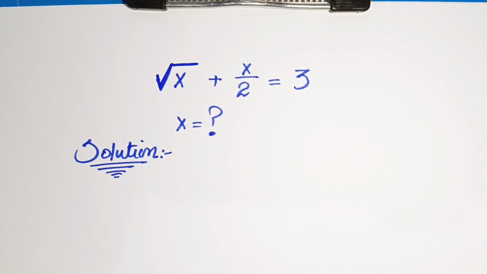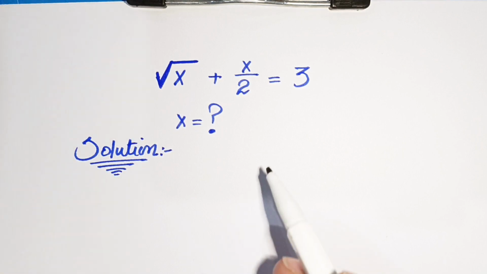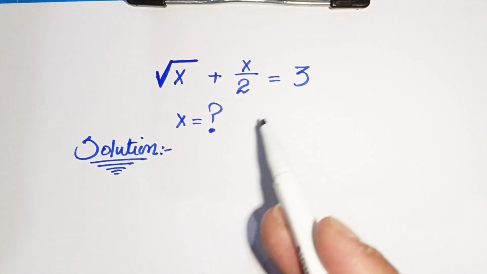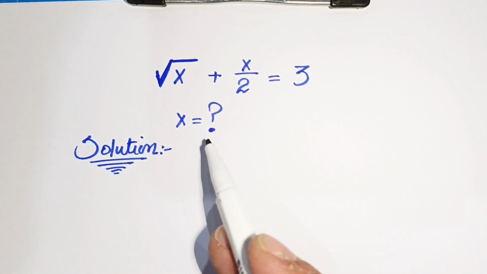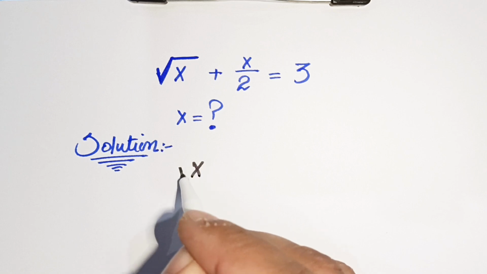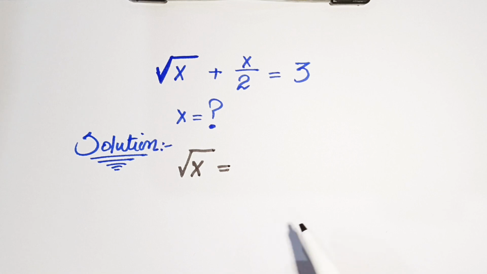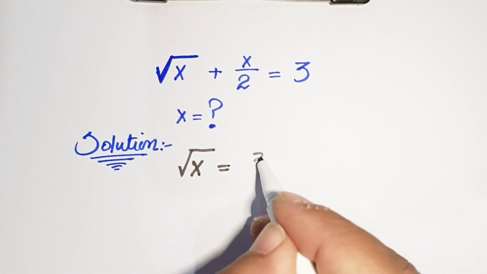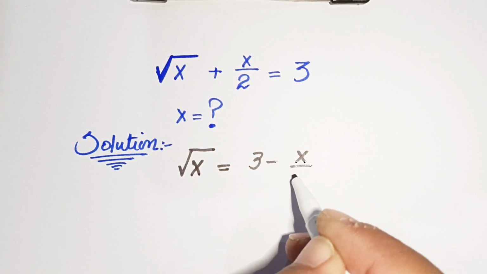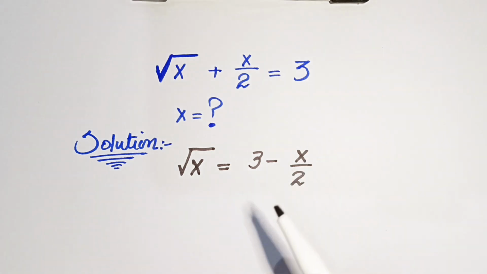Today we have a nice question: square root of x plus x over 2 is equal to 3. Now we have to find the value of x here. Starting our solution, square root of x is equal to, if we shift this to our right hand side, 3 minus x over 2. It is our first step. We have just shifted this x over 2 to our right hand side.